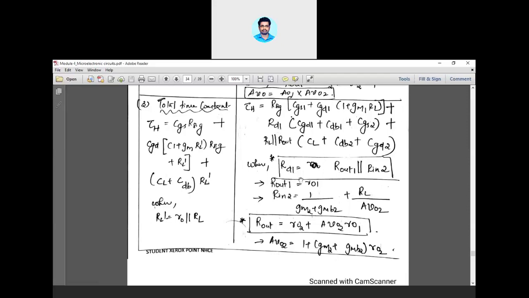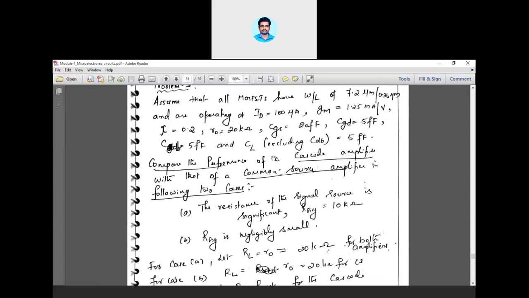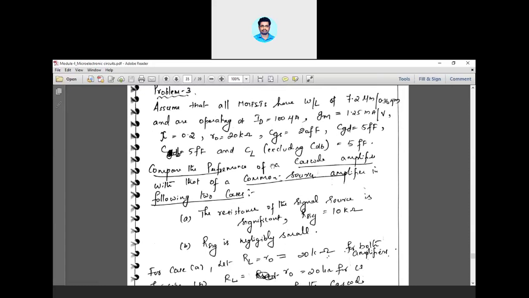So all these we have derived in the small signal analysis of the cascode amplifier. Try to practice and then analyze these results, and based upon these results, we are going to do this particular problem. The problem's intention is to compare two different cases: one is with RSIG and the second one is without RSIG.